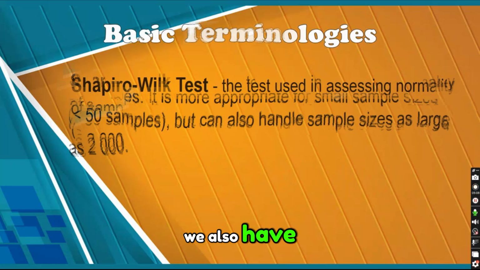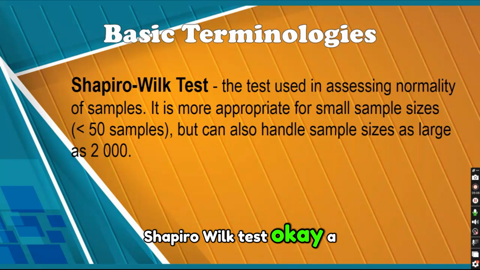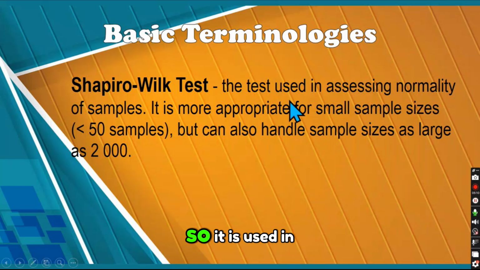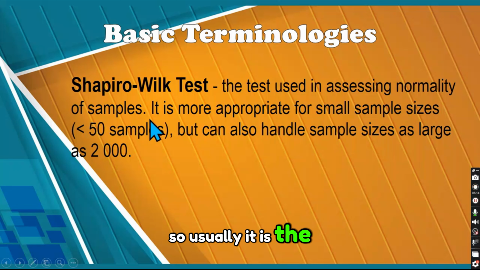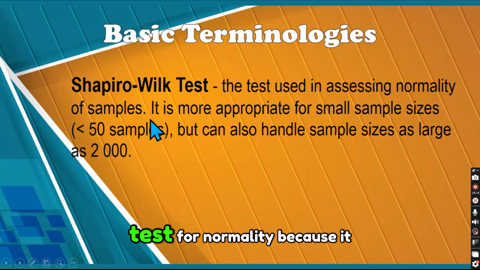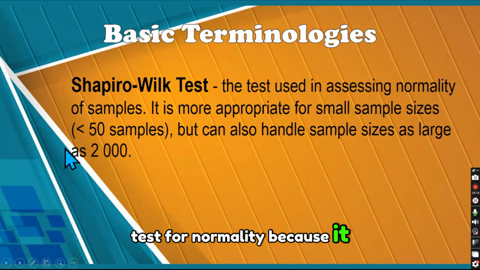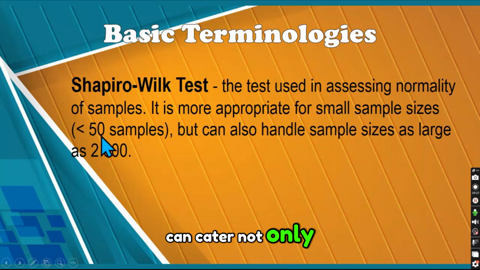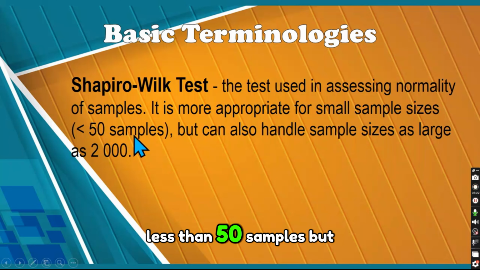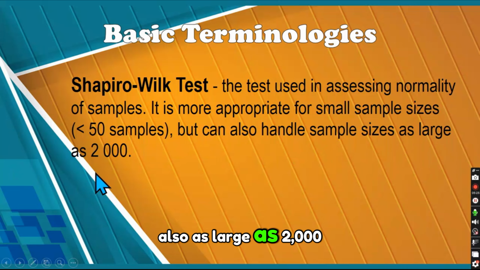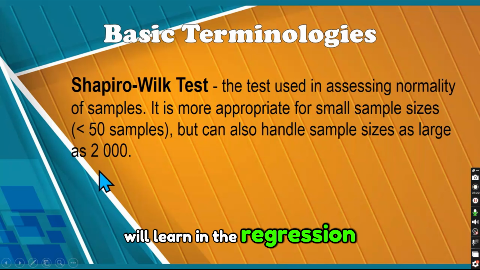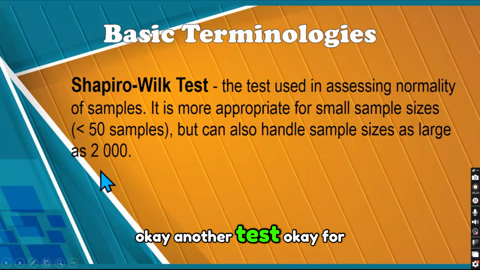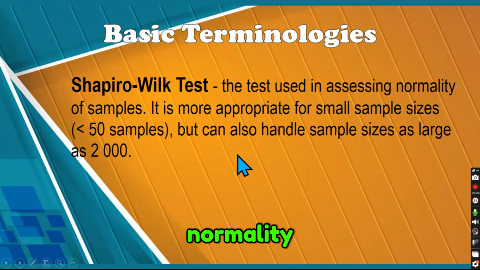We also have the Shapiro-Wilk test, a test for normality. It is used in assessing normality of samples. It is the most commonly used test for normality because it can cater not only to fewer than 50 samples but also to as many as 2,000. More than that, you will learn in the regression, another test for normality.